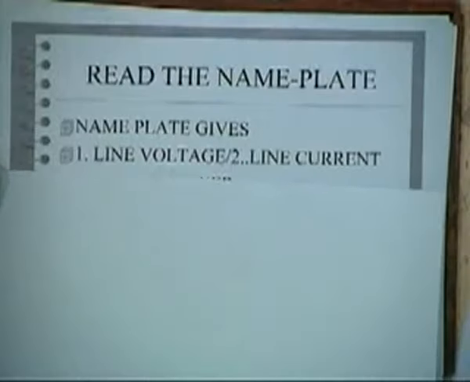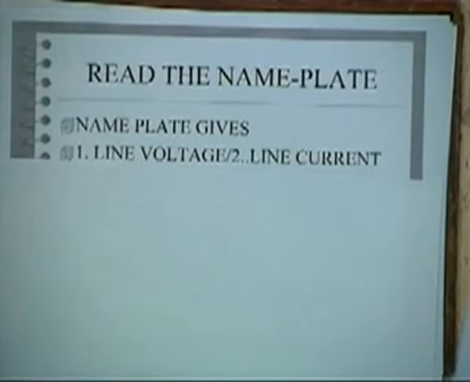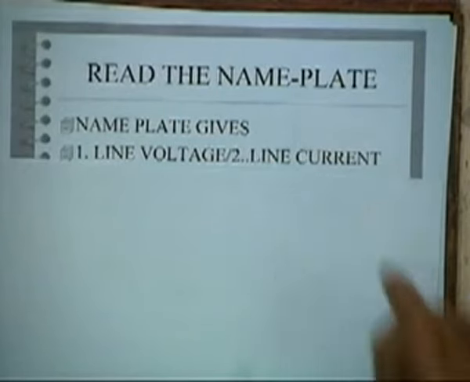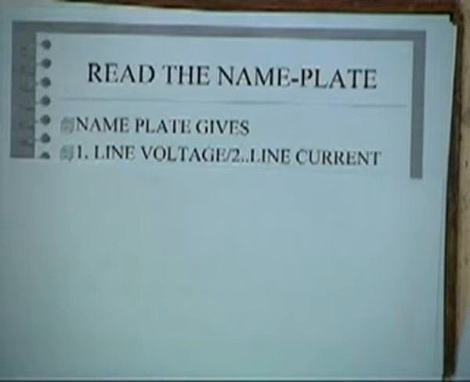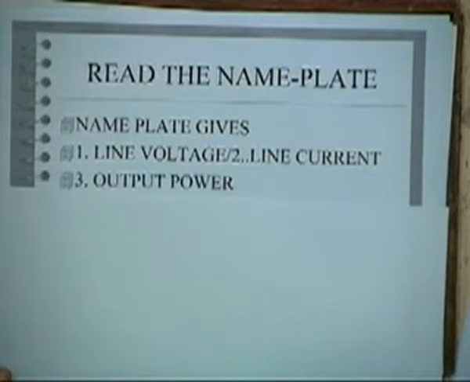The nameplate will tell you first the line voltage. The voltage that is given is the line voltage, not the phase voltage, so you be very clear. It will give you the line current. Then it will also specify the output power. When it is a 3.7 kilowatt motor, it will give you 3.7 kilowatt output, right? So that is what you should know.